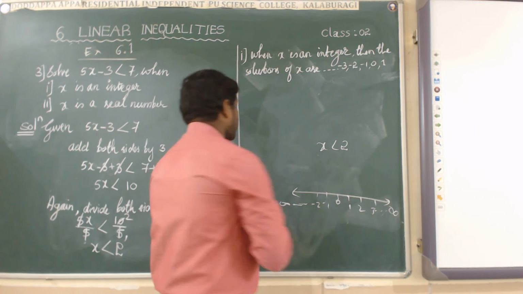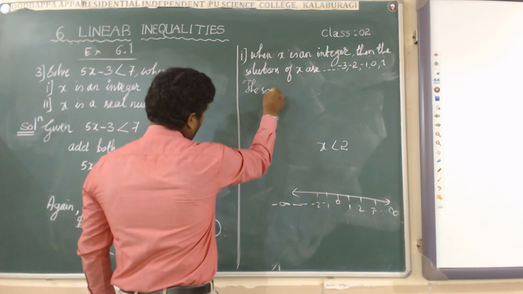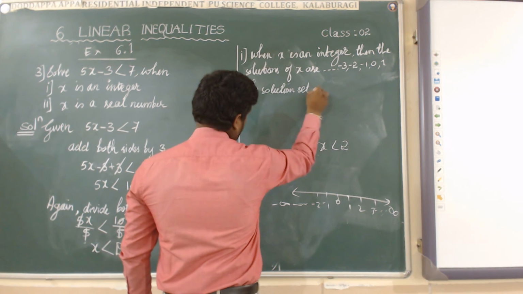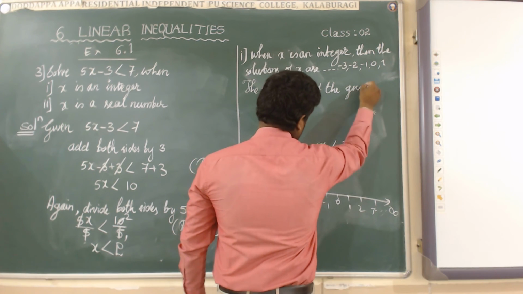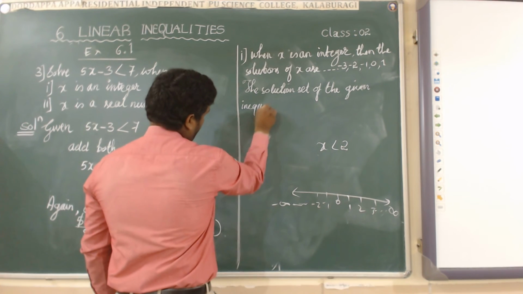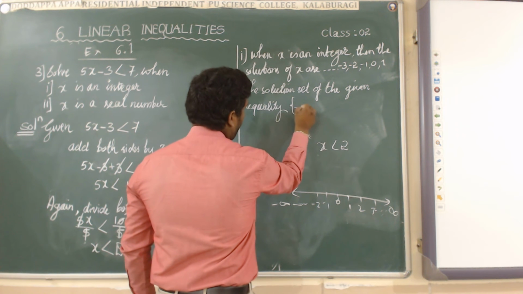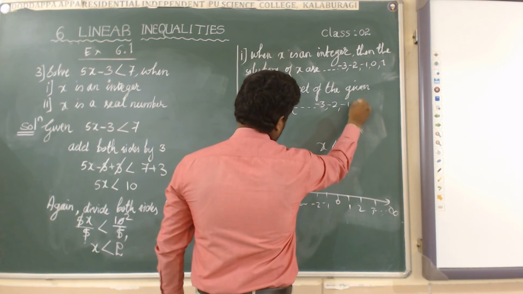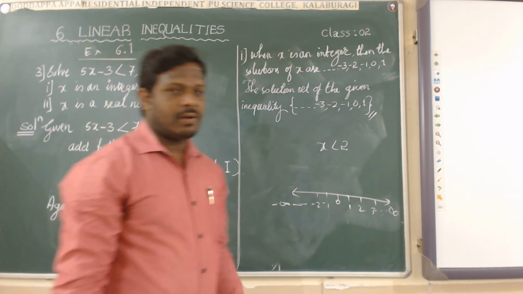Then we have to write the solution set of the given inequality, that is, so on, minus 3, minus 2, minus 1, 0, 1. This is the required solution set for the first question.